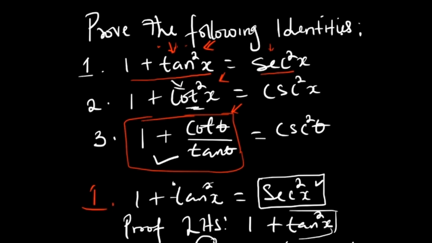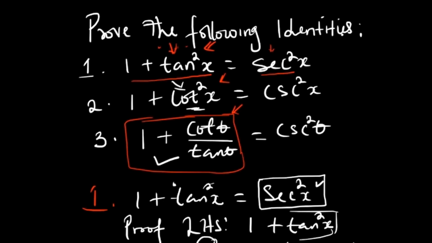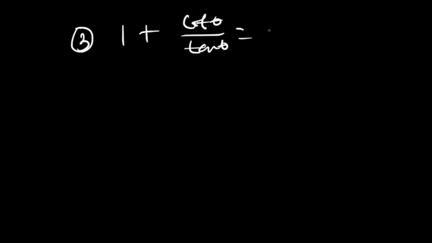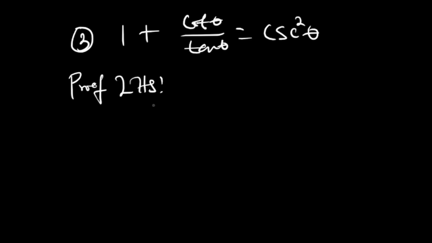Now, let's work out this. Here we have, this is our number 3 question. So it says 1 plus cotangent theta over tan theta is equal to cosecant squared theta, right? So this is equal to CSC squared theta. Now, like I said, always begin with the more complicated part. So I'm going to begin from the left-hand side to indicate I'm starting from the left-hand side. And I'm going to copy it down as 1 plus cotangent theta all over tan theta.